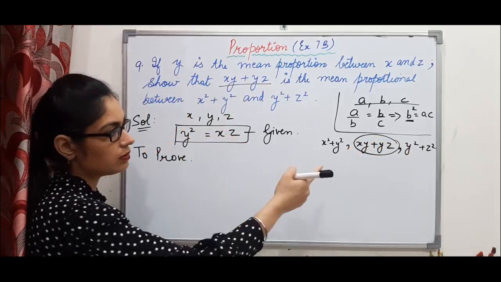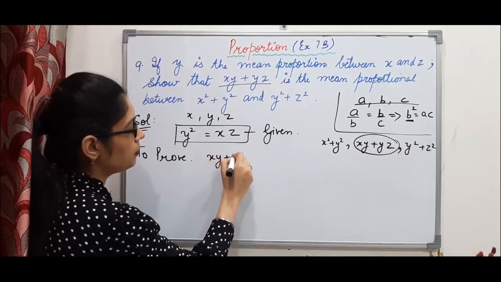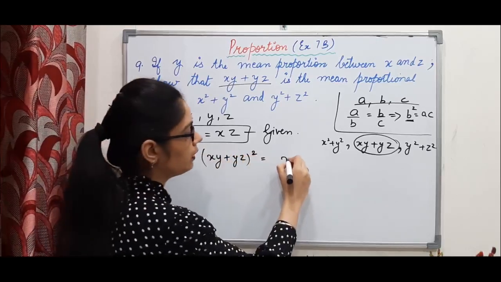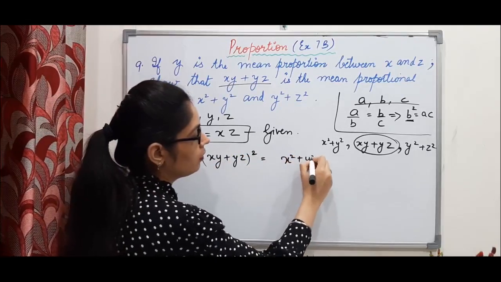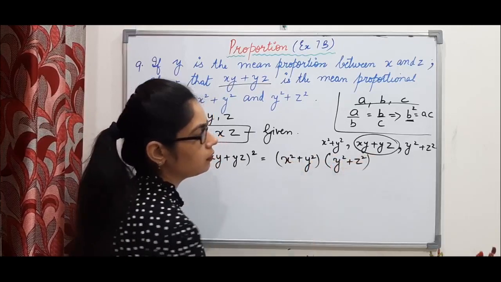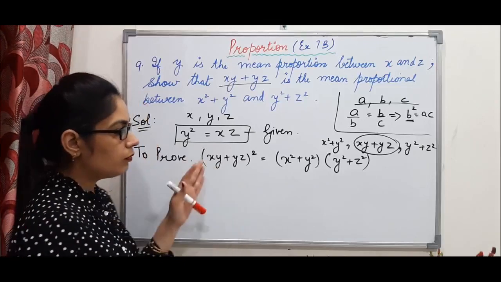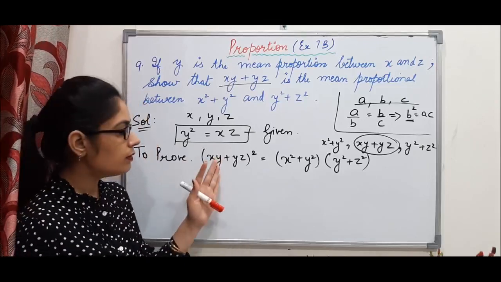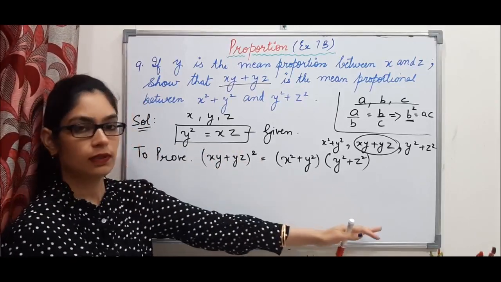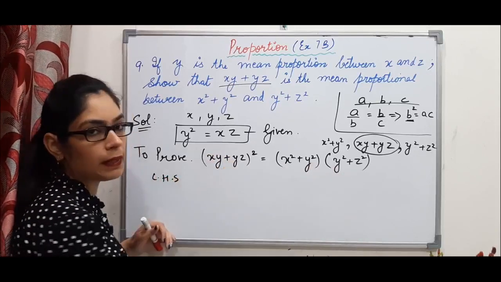That means if this is the mean proportional, we have to show that the square of the mean proportion is equal to the product of the first and last, or the product of first and third proportional, we can say. While proving anything, see, we have to take two different sides and solve them, and show that this side is equal to this. So I'll start with the left hand side. This is my left hand side and this is my right hand side.